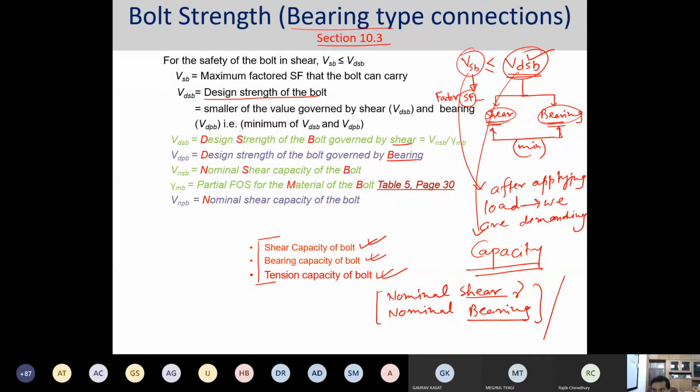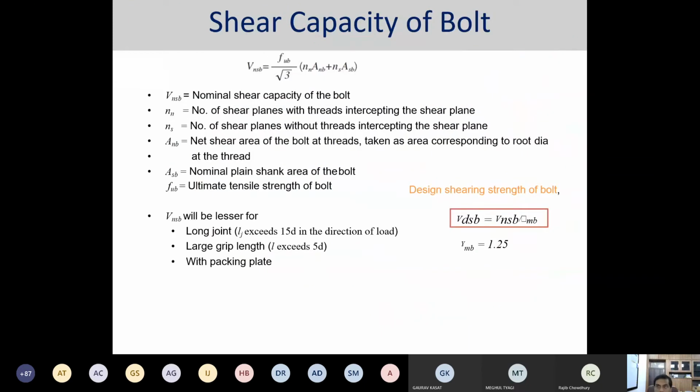Okay, so how do we find it out? Let's go one by one. First, the shear capacity of the bolt. Nominal VNSB stands for the nominal shear capacity of the bolt. There is a particular formula which has been given in the code, section 10.3.